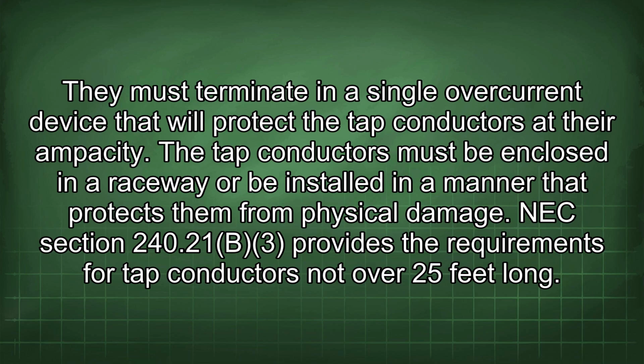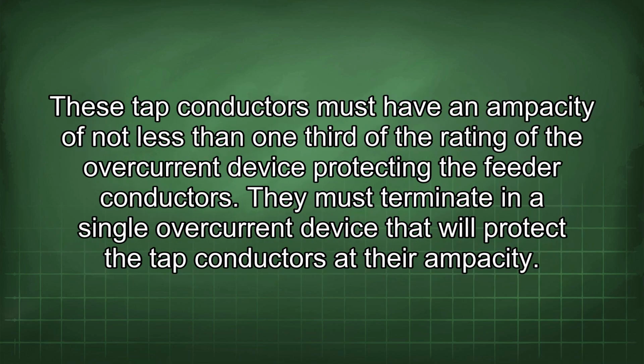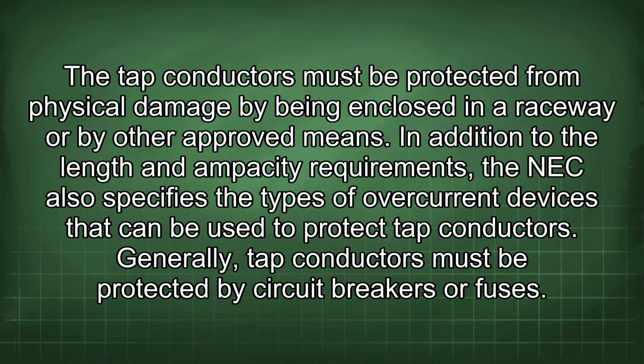240.21(B)(3) provides the requirements for tap conductors not over 25 feet long. These tap conductors must have an opacity of not less than 1/3 of the rating of the overcurrent device protecting the feeder conductors. They must terminate in a single overcurrent device that will protect the tap conductors at their opacity. Tap conductors must be protected from physical damage by being enclosed in a raceway or by other approved means.